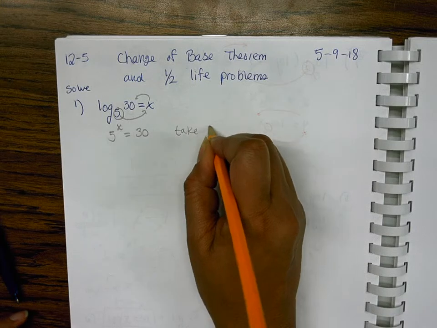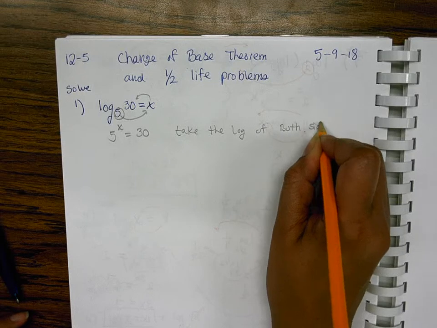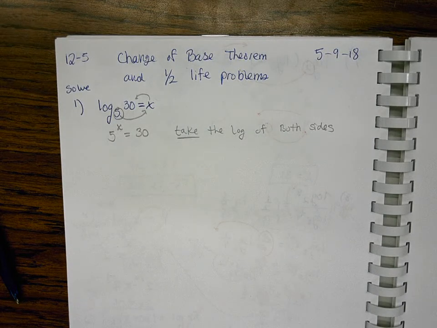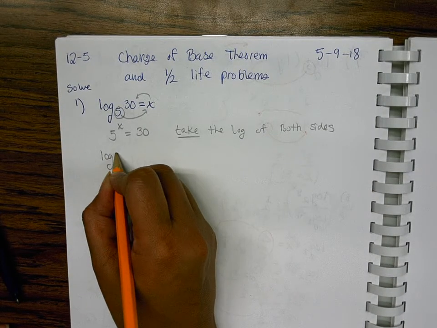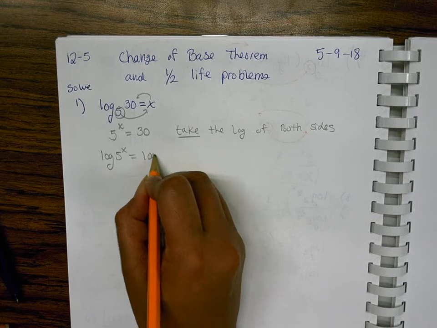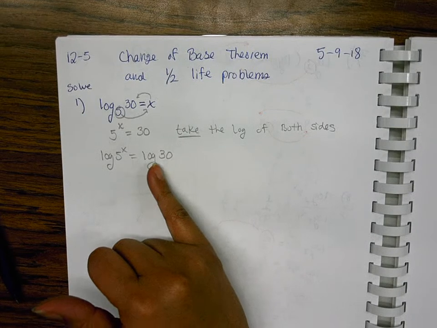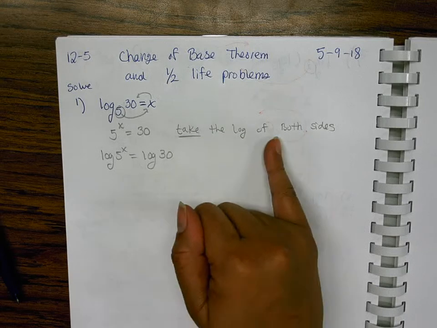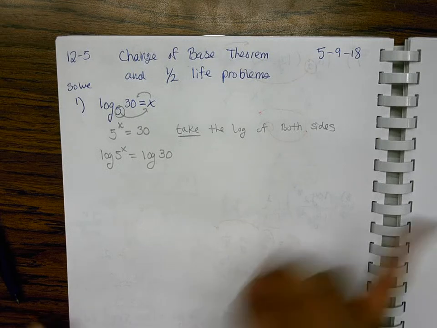So what we're going to do, and I don't know if you did this last year, we're going to take the log of both sides. All right, I said take. We're not going to multiply both sides by log. We're going to take, kind of like taking the square root or square rooting both sides. We're going to take the log of both sides. So it looks like this. Log of 5 to the x equals log of 30. This is not log times 30, it's log of 30. This is not log times 5x, it's log of 5x. Take the log of both sides, not multiply both sides by log.